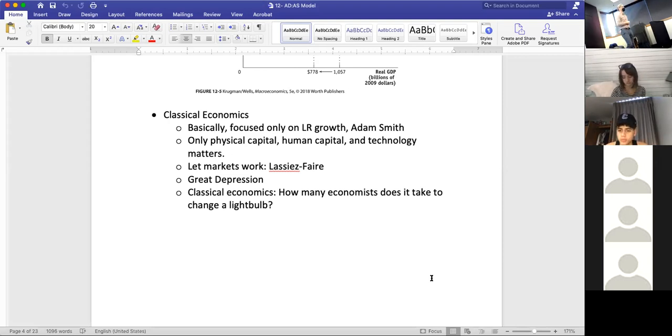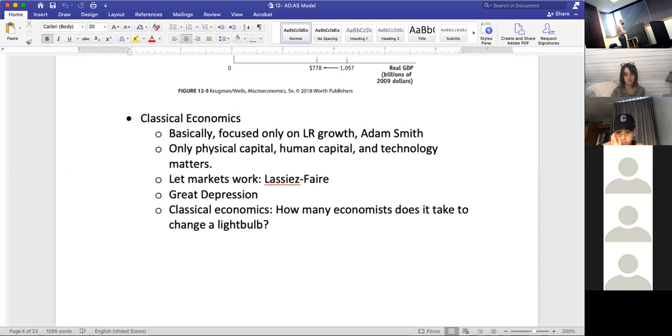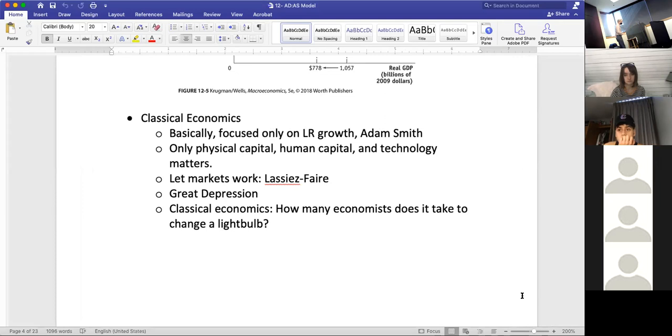Can I zoom in on the document? So human capital, physical capital, technology, that's what makes a country rich. That's what you should be focused on, right? That's what you should be focused on.